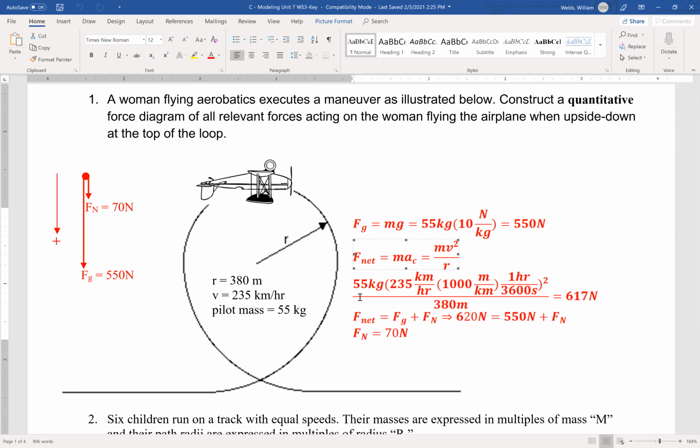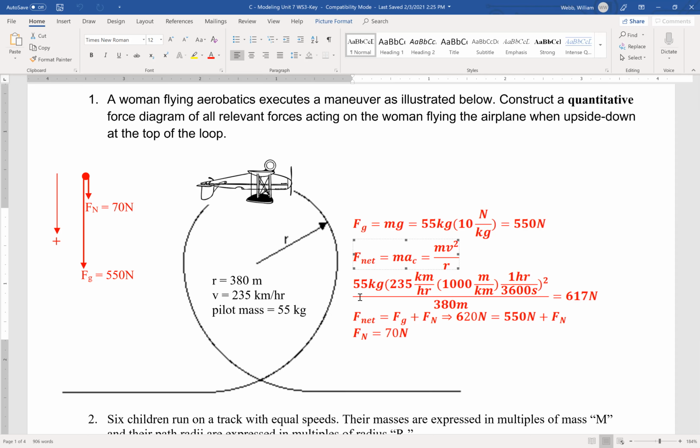So we change the 235 into meters per second, multiplying by 1,000 meters per kilometer and dividing by 3,600 seconds per hour. And then the denominator is just the radius of the circle, which in this case is 380 meters. So we can see that the net force, the centripetal force, is 617 or about 620.